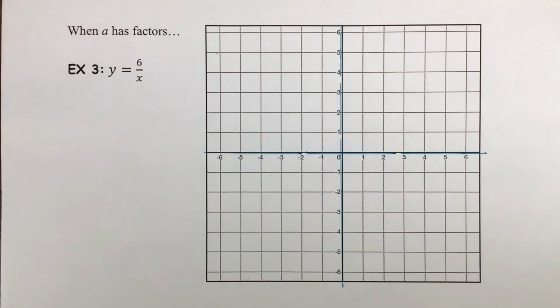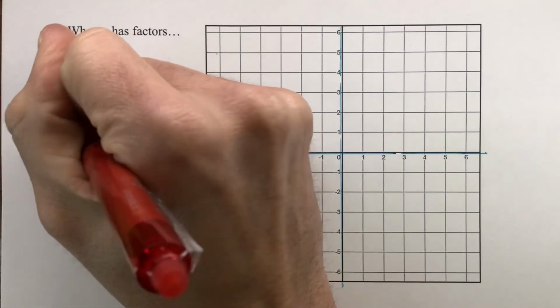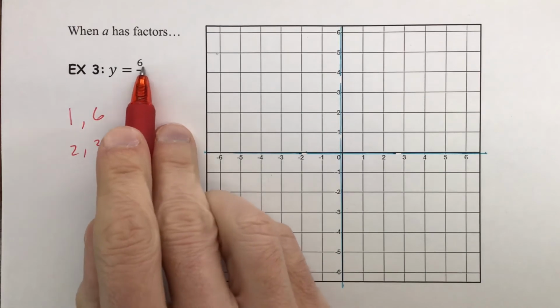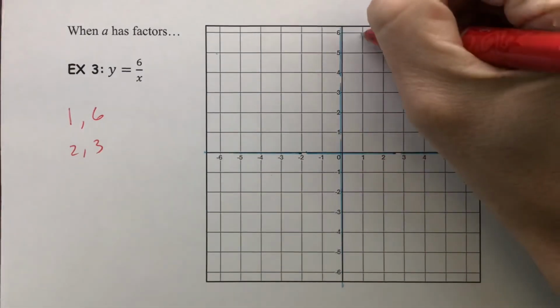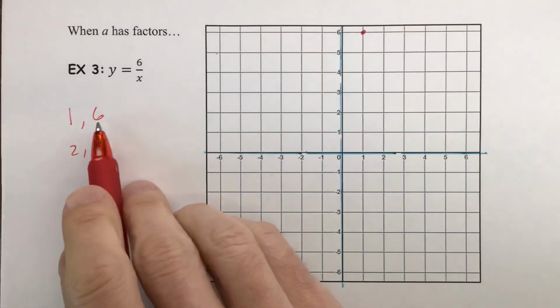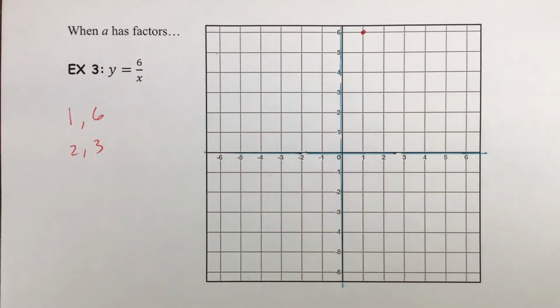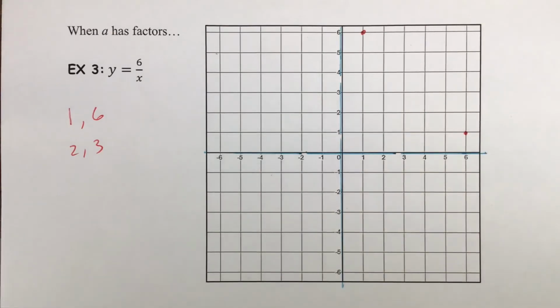All right, now I'm going to consider factors of 6. The factors of 6 in combinations would be a 1 and 6. We'd also have a 2 and 3. Okay, so if I were to plug a 1 in for x, I would have 6 divided by 1, which gives me 6. So I actually get a coordinate 1, 6. Or if I plug 6 in, I'd have 6 divided by 6, which is 1. So I get the flip-flop of that as well. I get 6, 1.